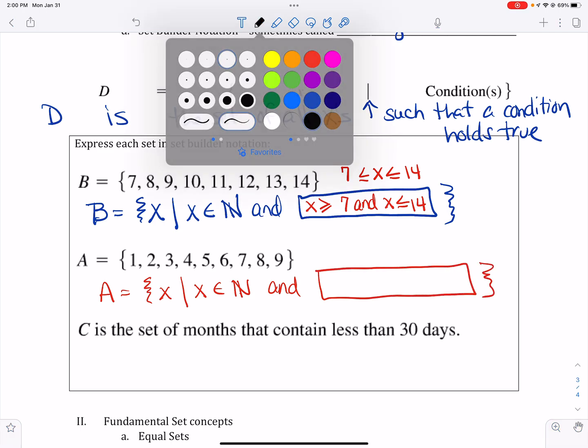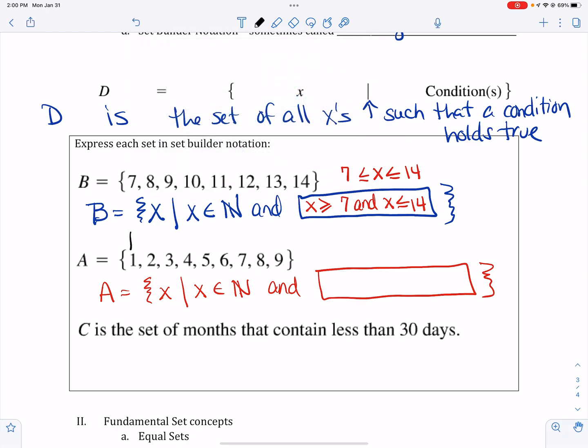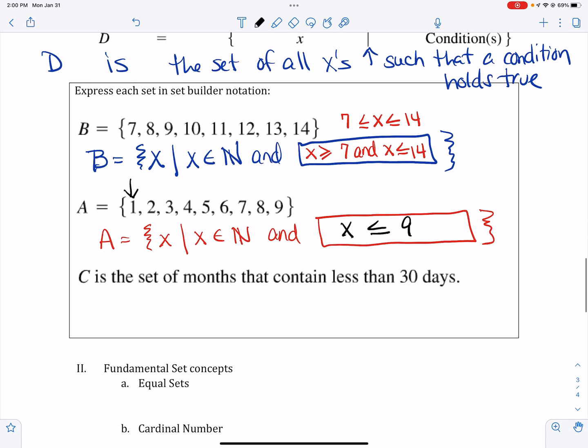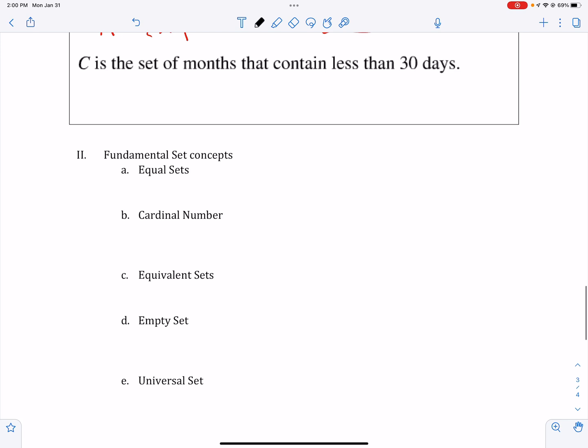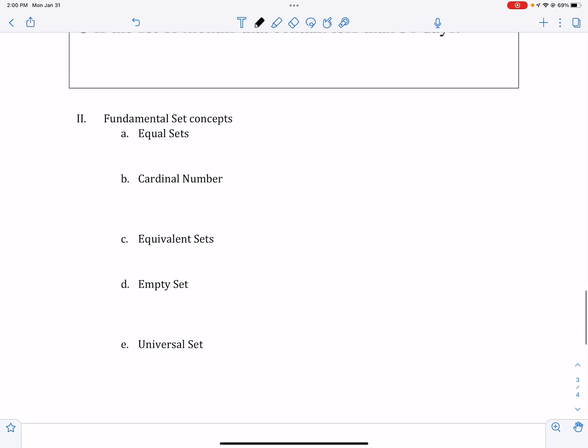And then the condition, this one, because we start with the number 1, we don't have to include it because all natural numbers start with 1. So we would just fill in that x has to be less than or equal to 9. Okay, we're going to focus mostly on the ones that have numbers.